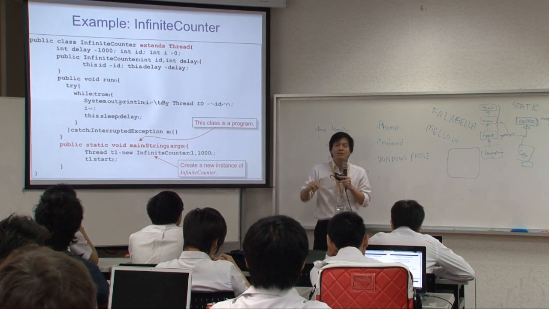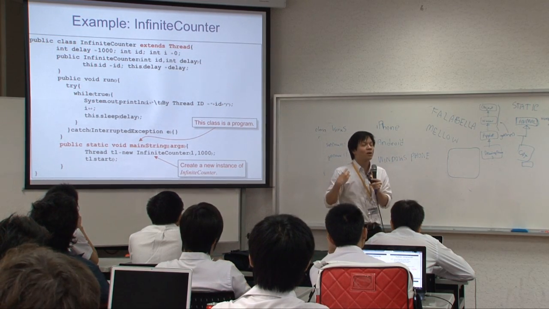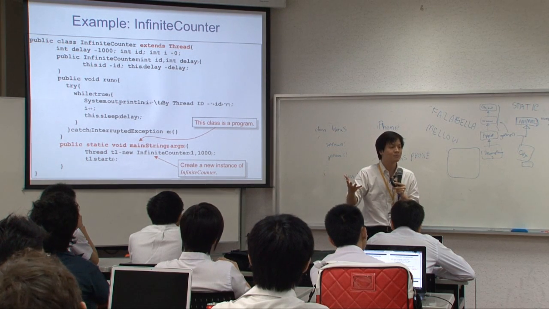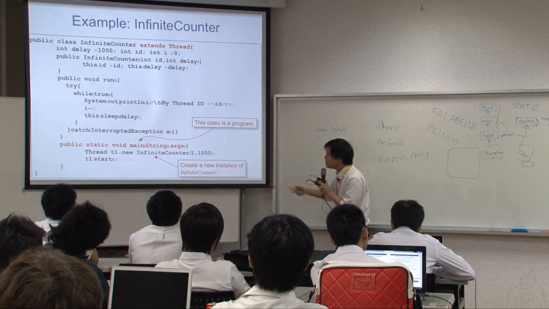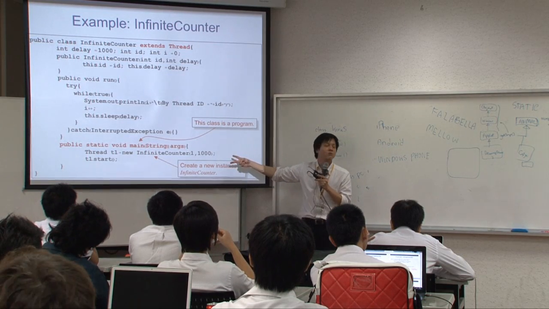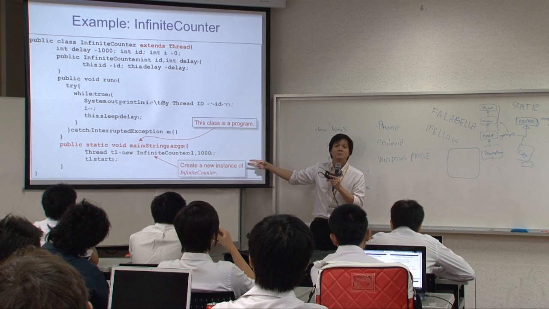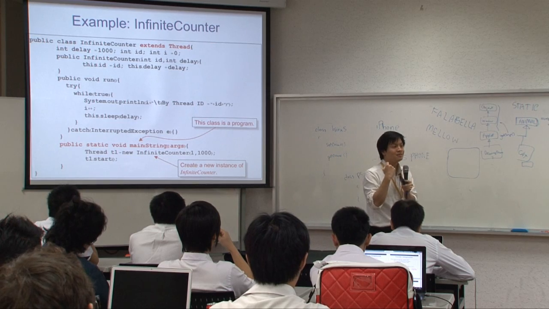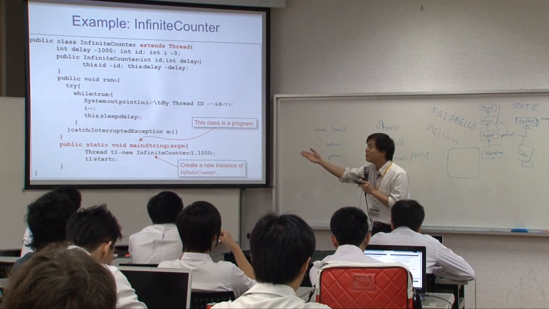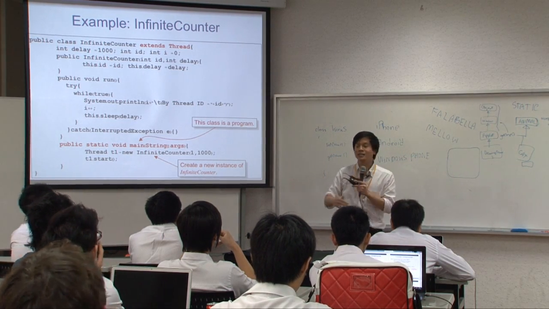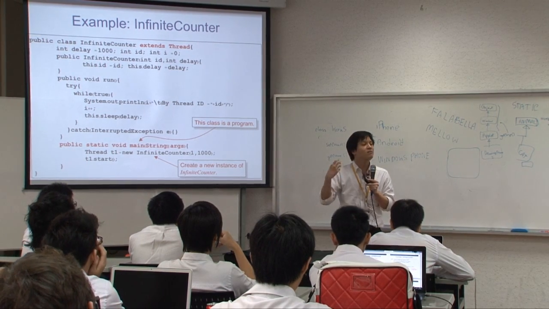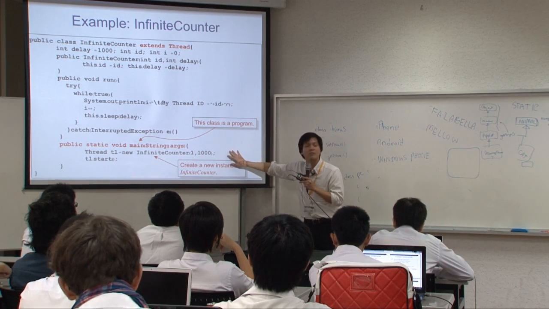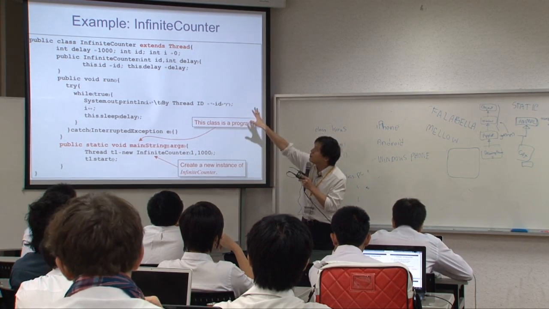But hey, wait. Here, I said before that I would like to create an infinite counter. We provide the class definition. But we have public static void main in this definition also. Is this an error? Can we do that? Sure, right? Public static void main is just another method. It is just a method. But if we invoke these things from the console, this defines the starting point of the program.